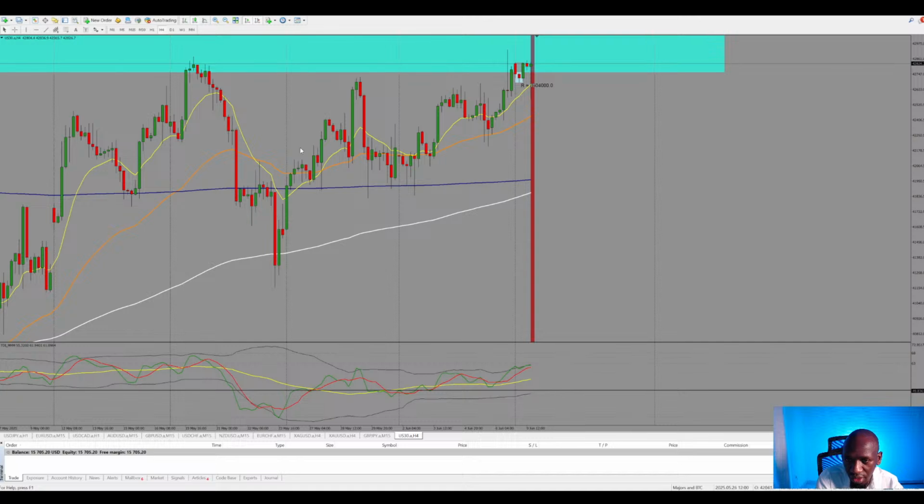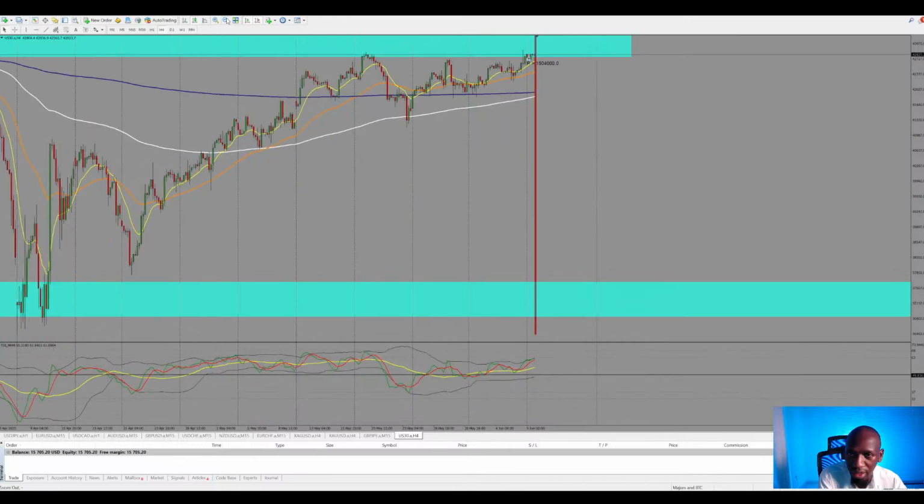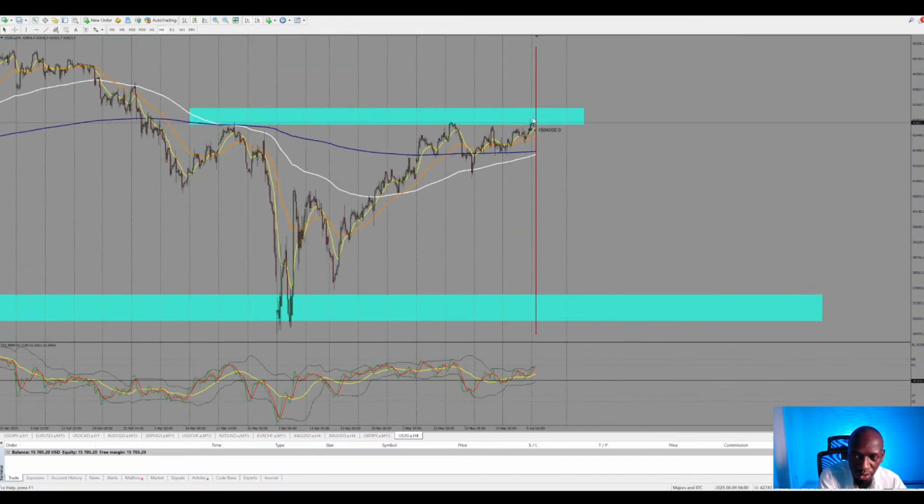Price was rejected there once. Price came and retested this zone, got rejected twice. Price came and retested that, got rejected 3 times. Price has gotten into that area, but there is no clear sign that price will be breaking this very strong point of interest. There's no indication that price will be going past this POI, this very strong resistance zone.